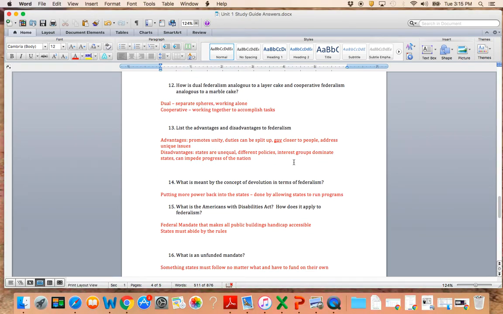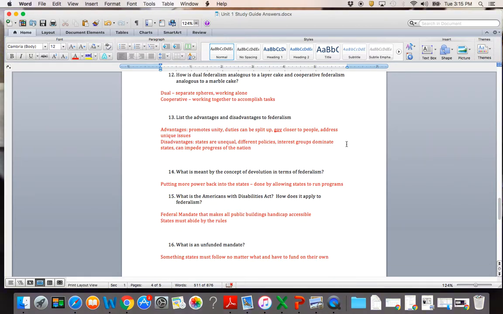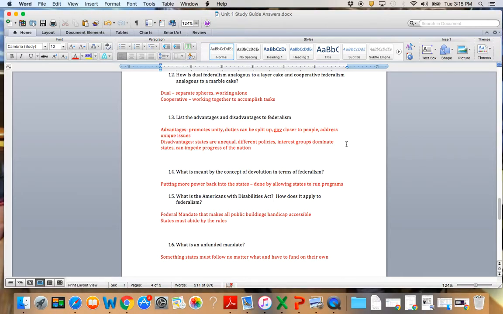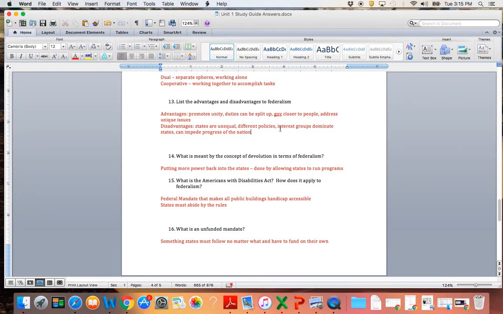The advantages of federalism, then: unity amongst the country, and duties can be split up, given to the states. Sometimes those ideas are generated by the politicians that are closer to the people, and they can address unique issues throughout the country. However, there are disadvantages. Some states have unequal power, there are different policies within the different states, and interest groups tend to have some influence on the decisions that are going to be made, which can then slow down some progress.